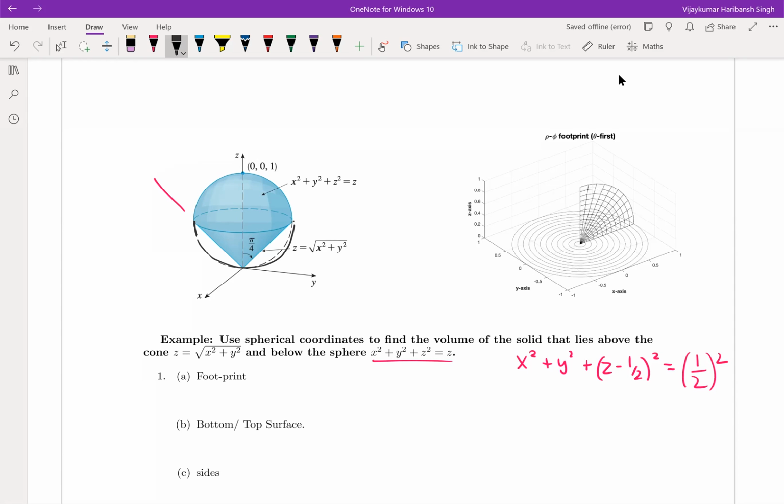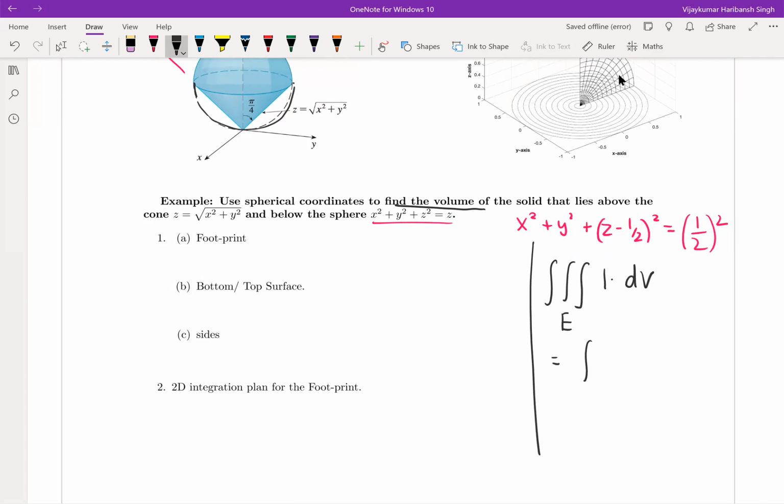Okay, so now the question: how do we integrate this? What are we trying to find? We are trying to find the volume. So the volume integral would be the integral over region E of 1 dV, and that is going to be rho squared sine phi d rho d theta d phi, and some reasonable permutation of this. Of course, this depends on which one we choose to go first.